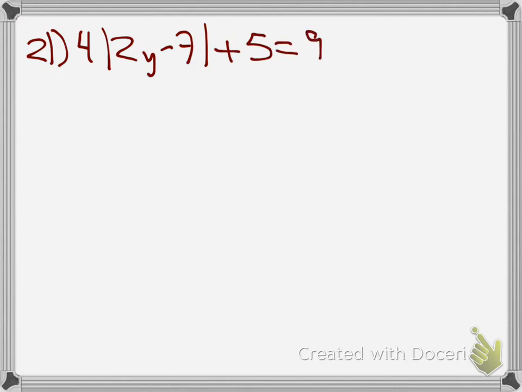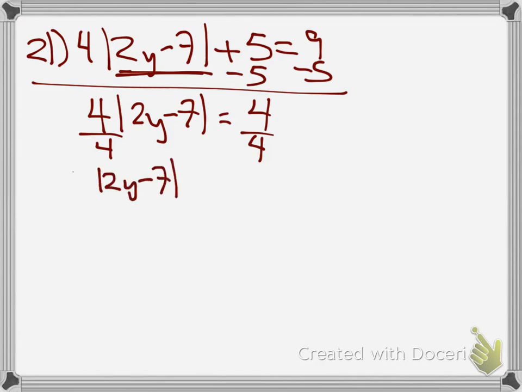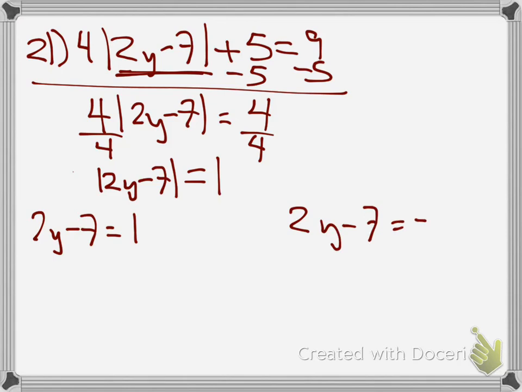Alright, so last two examples and then I'm done. Number 21, 4 times the absolute value of 2y minus 7, plus 5 equals 9. Okay, I want the absolute value by itself, so I need to get rid of this plus 5. 4 times the absolute value of 2y minus 7 is equal to 4, divide by 4, and then the absolute value of 2y minus 7 is equal to 1. So now I'm saying 2y minus 7 is equal to 1, 2y minus 7 is equal to -1.